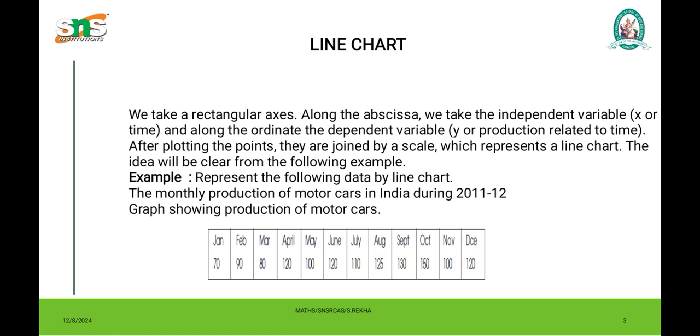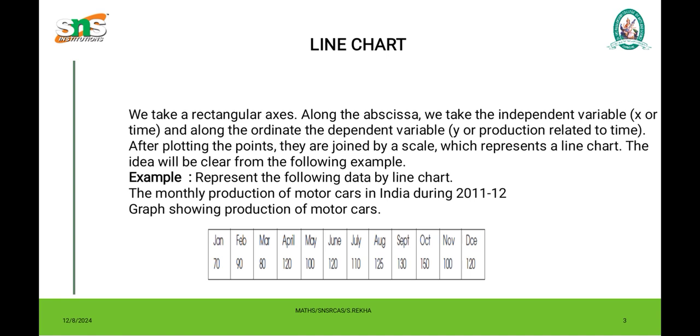This shows how you identify the presentation of data. A line chart is nothing but a chart where we take rectangular axes, and along the axis we take the independent variable. The x-axis is represented as the abscissa, whereas the y-axis is represented as the ordinate. We plot the points and join them using a scale, which gives a line chart. The idea will be clear from the following example: present the following data by a line chart.